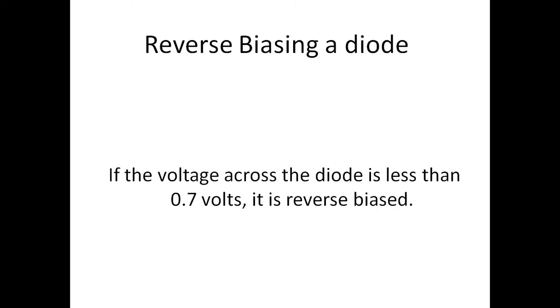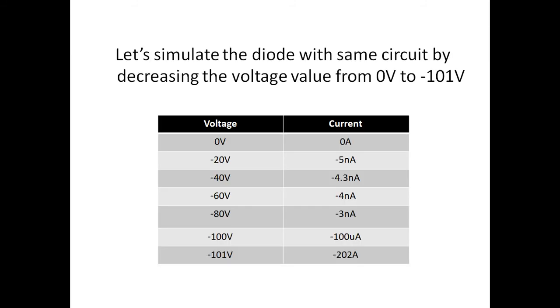So, ngayon, i-reverse bias natin si diode, no? If the voltage across the diode is less than 0.7 volt, ang tawag doon is reverse biasing. Okay? So, i-simulate ulit natin yung diode with the same circuit kanina, may voltage source, diode, and then mayroong ammeter na nakaseries. Okay? But this time, hindi natin i-increase yung voltage source. I-decrease natin siya from 0 volt to negative 101 volt. May putal pa na 1, di na lang ginawang negative 100 volt.